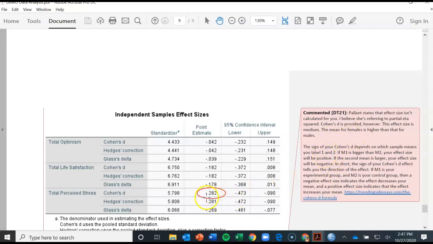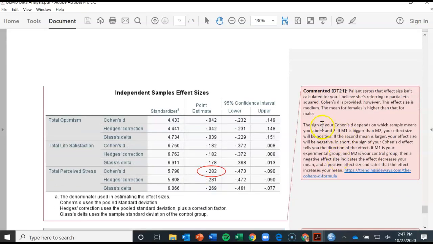So the sign, and I looked this up and I've copied and pasted this from the website address that I provide you here in the handout. Basically, the sign of Cohen's d depends on which of your means, the higher one or the lower one, you labeled as 1 versus 2. So males were labeled as 1, females were labeled as 2. The higher value is the females, the 2s. So you end up with this negative value. If they were reversed, if you had females as 1 and males as 2, it would be the same number, but no negative sign.